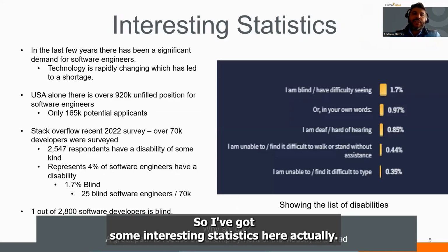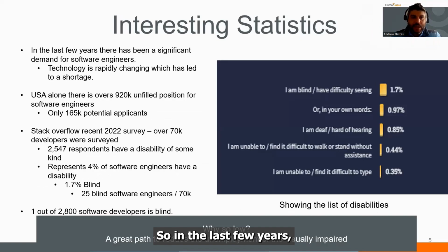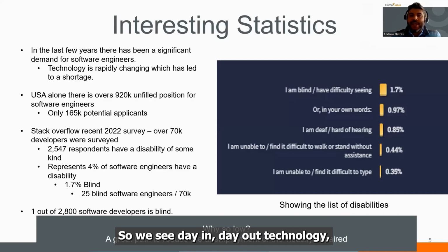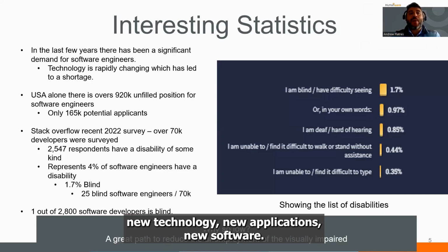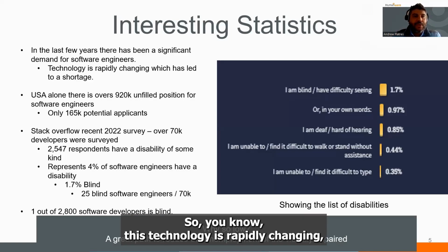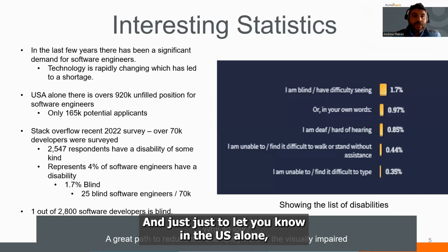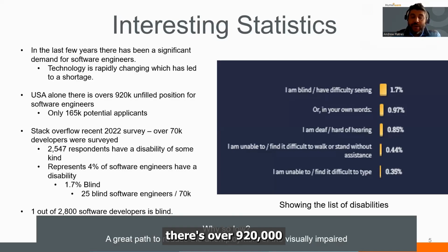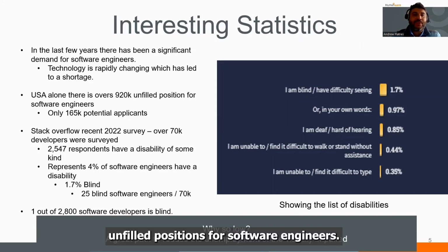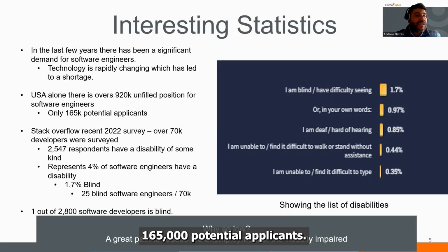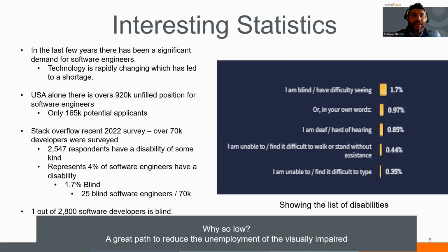So I've got some interesting statistics here, actually. In the last few years, there's been a huge demand for software engineers, right? So we see day in, day out, a lot of technology, new applications, new software. So this technology is rapidly changing, which has led to a shortage of workers in this field. And just to let you know, in the USA alone, there's over 920,000 unfilled positions for software engineers. And out of that, there's only probably 165,000 potential applicants.